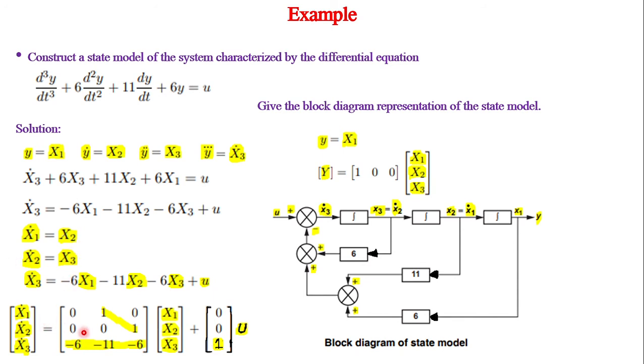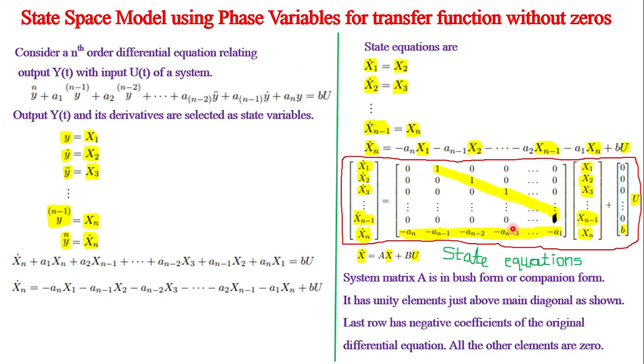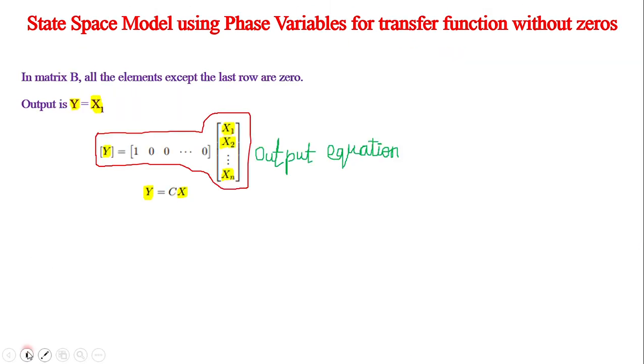If we see the vector matrix notation of these state equations, we can see the last row contains 6, 11, 6 with negative sign, written in reverse order: minus 6, minus 11, minus 6. The elements just above the diagonal are 1, 1. The remaining elements are 0. The last element corresponding to B, that is the last row, is 1. Same as this, and this. That is what is written here.